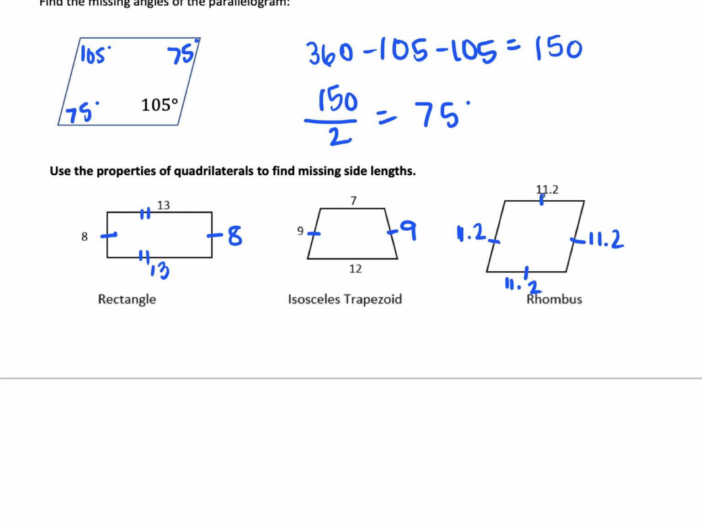So you'll have to memorize your properties of quadrilaterals and remember that all interior angles of a quadrilateral add up to 360 in order to be successful for this topic.